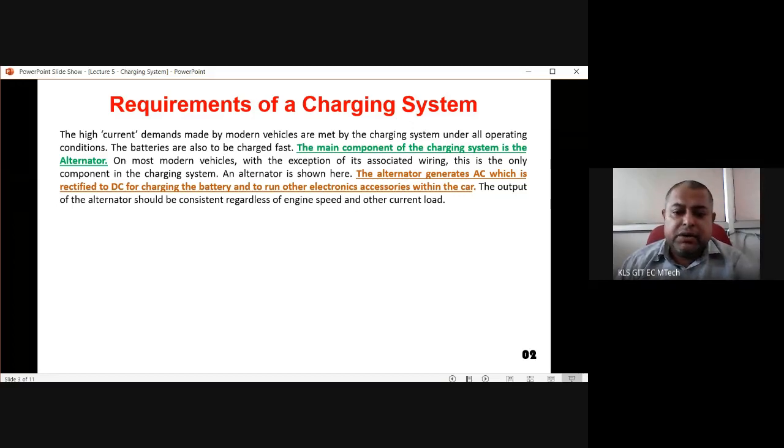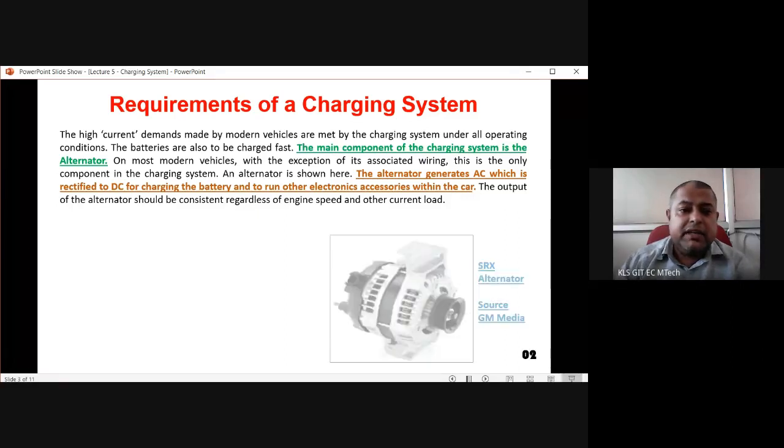If you have any doubt, you can ask. Just unmute and ask at any point of time. I don't mind. Okay. So the alternator generates AC, which is rectified to DC. A very important line, which I have made bold and underlined: for charging the battery and to run other electronic accessories within the car.